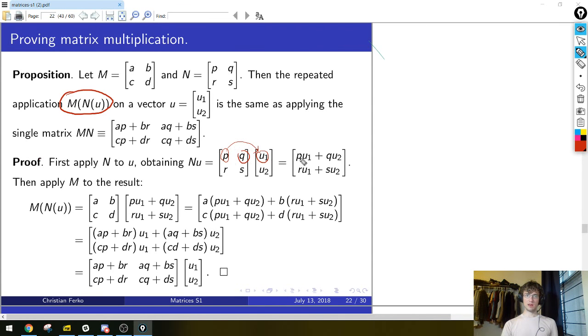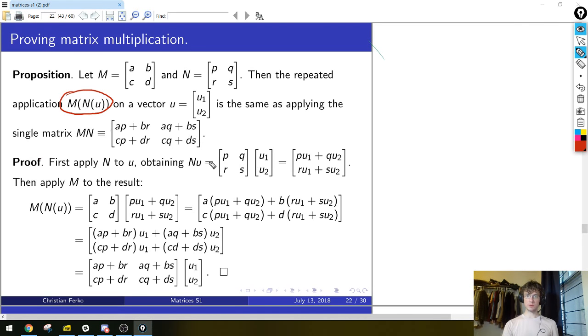So P times U1 plus Q times U2 in the first line, and then R times U1 plus S times U2 in the second line. So again, R times U1, S times U2, and you add them. So this is the usual rule. This is the definition we wrote down a couple slides ago. That's n times u.